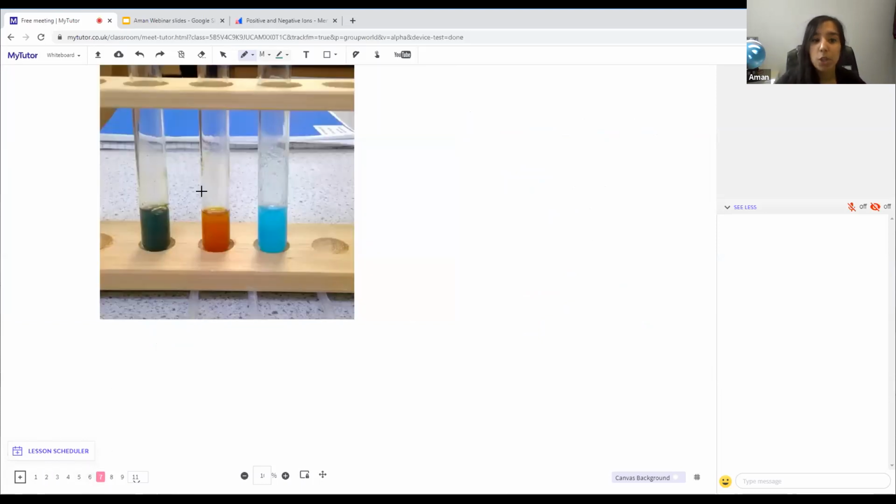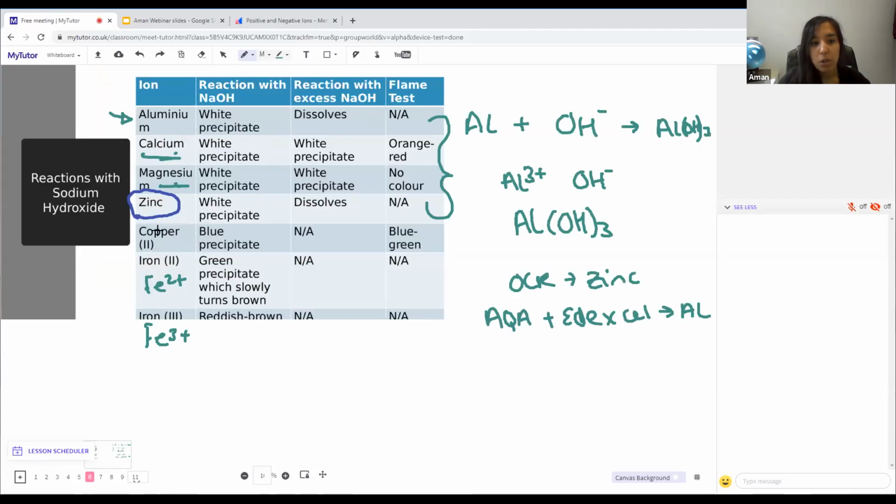So this is the picture for the 3 positive ions. Remember I said copper produces a blue precipitate. So this is copper 2+. Iron 3 produces a brown precipitate, and iron 2 produces a murky green precipitate. So remember on the table, copper 2 is a blue precipitate, iron 2 is a murky green, and iron 3 is a reddish brown. So they're the colours there.